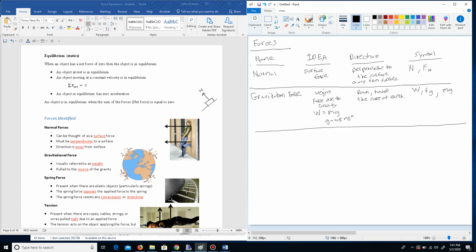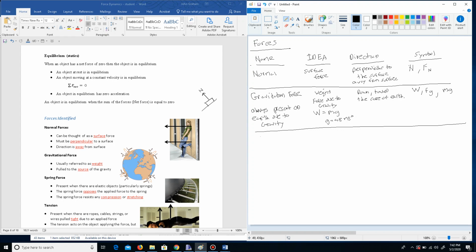Pretty much it always exists on Earth. Always present on Earth due to gravity. So when you forget this force, it's a big one that you're forgetting.